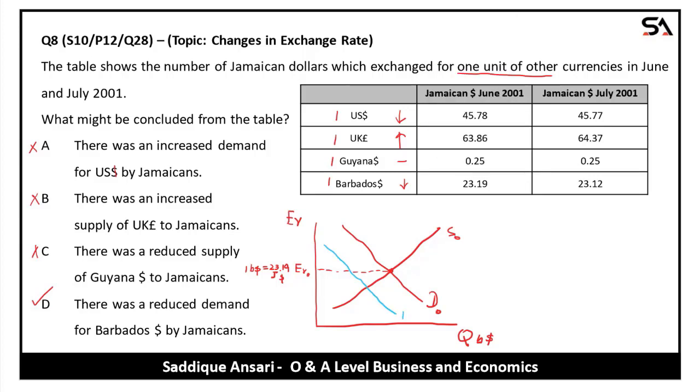Now if the demand for Barbados dollar reduces, this will shift the demand towards left. So let's call it D1. This is the new equilibrium point, and this is the new equilibrium exchange rate ER1. Now 1 Barbados dollar is equal to 23.12 Jamaican dollars. So here the exchange rate of 1 Barbados dollar has decreased, so Barbados dollar is depreciating. So D is the answer. Thank you very much.